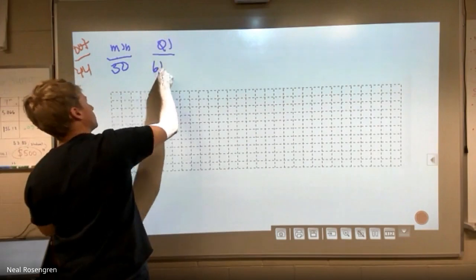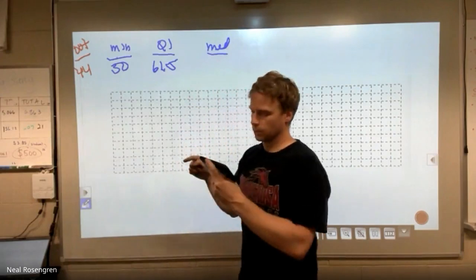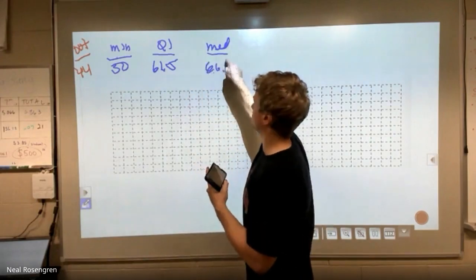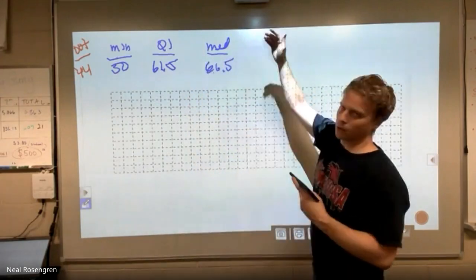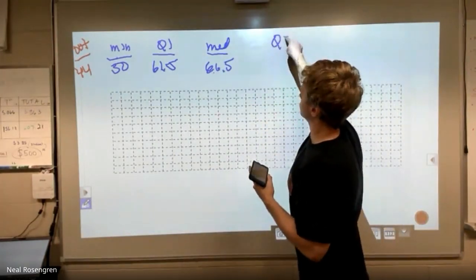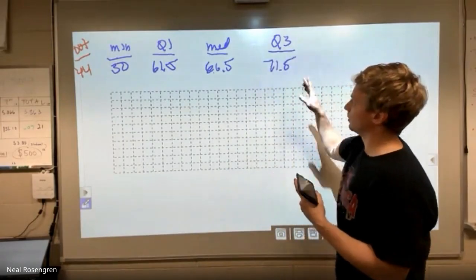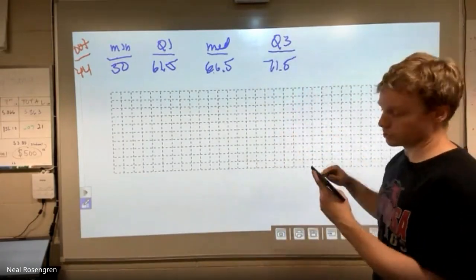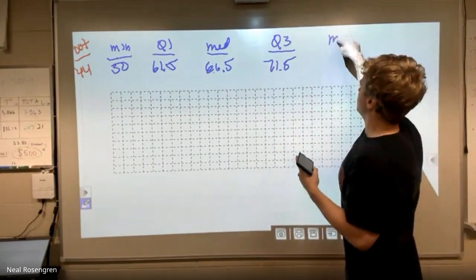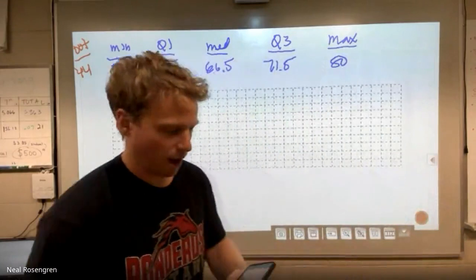Q1 was 61.5. So sloppy, I know, but you got the numbers. 66.5 for the median. The further up I go when I write on this thing, the more it gets confused by my hand. It thinks I've got two different fingers trying to draw on the same side. Maximum was 80, and we like that one because our upper boundary was 86.5, so we were right there.